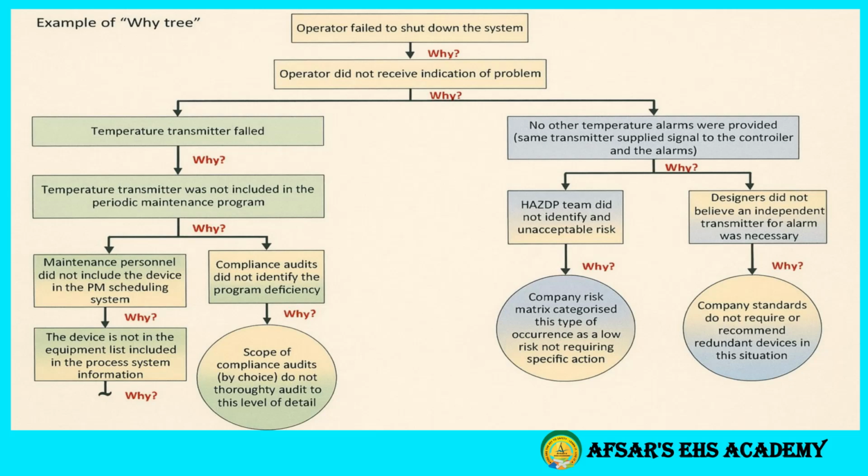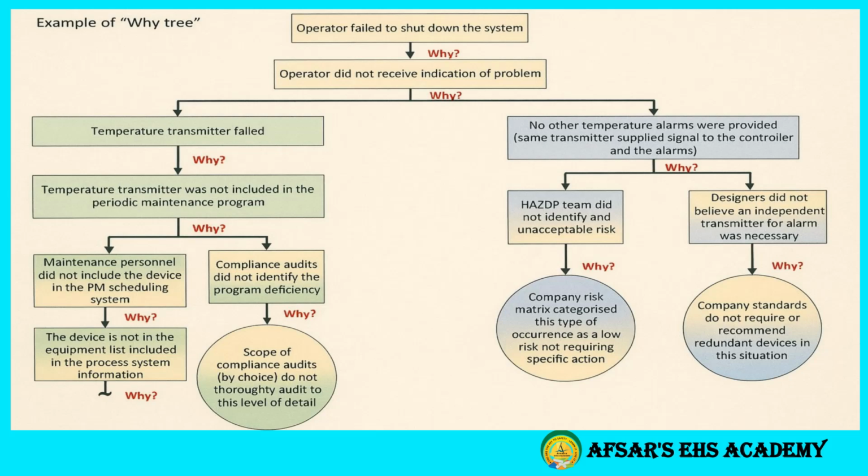Now we further ask why, to find out why this was not included. There were two reasons for this. First, maintenance personnel did not include the device in the pre-planned maintenance scheduling system, and another cause was that the compliance audit did not identify the program deficiency. Then we asked why the temperature transmitter is not included in the process system information. We also find the cause of why the compliance audit did not identify the program deficiency by asking why. We found the cause: the scope of compliance audits, by choice, does not thoroughly audit to this level of detail.